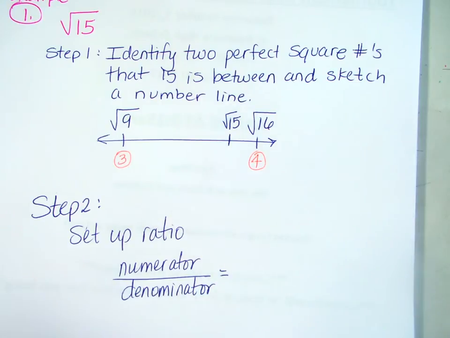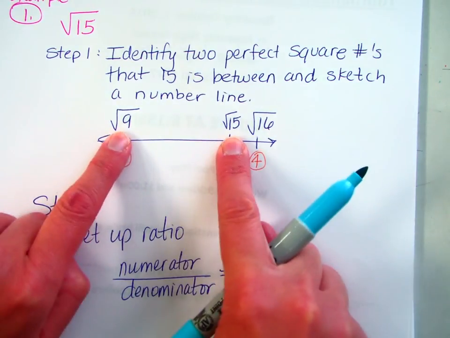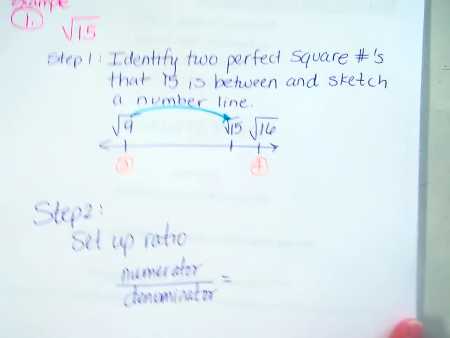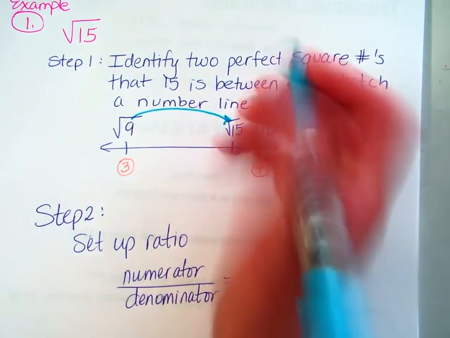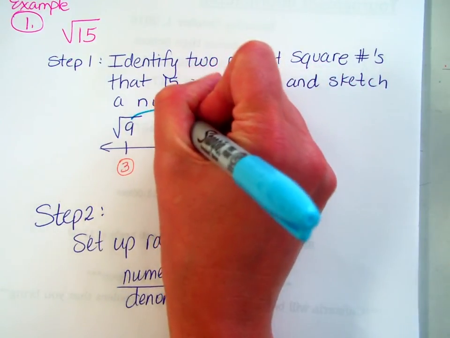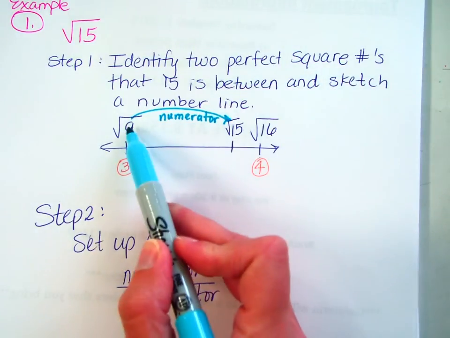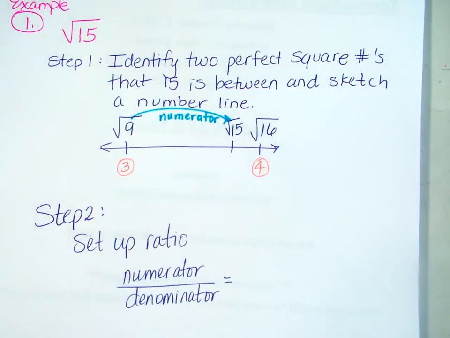So to get the numbers for our numerator and our denominator, we're going to use this number line. And we're going to find the distance to go from 9 to 15. And that distance will be our numerator. So to go from 9 to 15, how many is that? 6. All right, so my numerator is 6.